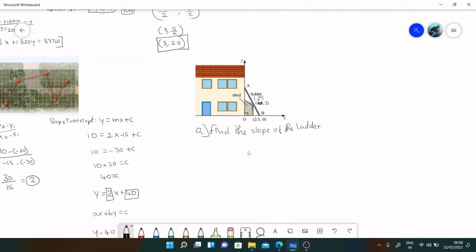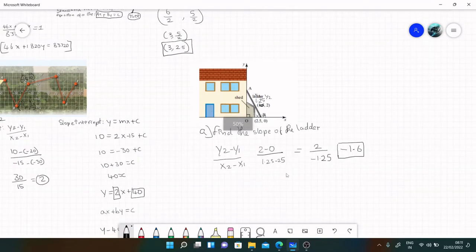Okay, now I will show you how to do this. It's fairly simple. Y2 minus y1 divided by x2 minus x1. Let us say these values are x2, y2, x1, y1. So it's going to be 2 minus 0 divided by 1.25 minus 2.5. That's going to give 2 by minus 1.25, and that gives your slope as minus 1.6. So minus 1.6 is our slope.